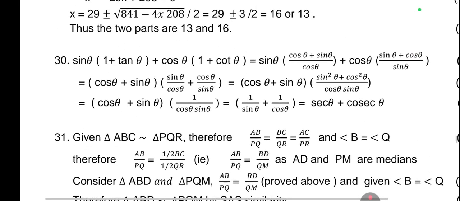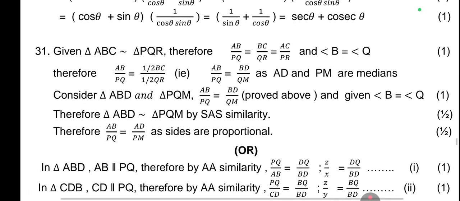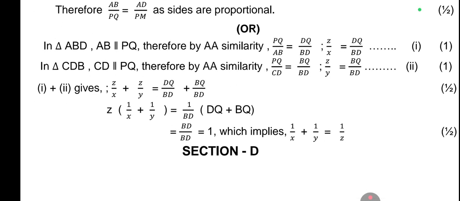Check. The same way you will do tan as sin by cos, cot as cos by sin, LCM. Then they are getting the answer. That's it. 31. Medians related, SAS similarity they have used and they proved. Next, again, this important question only. AA similarity and taken common and they proved, either type. Either type I will rate highly.